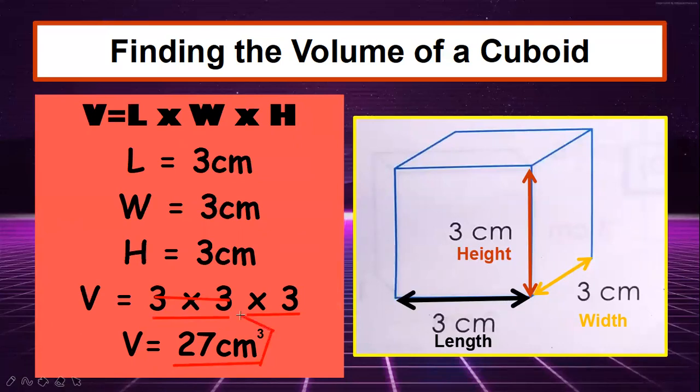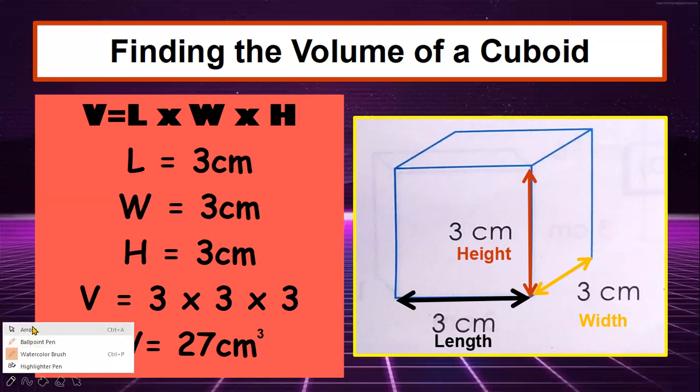This is very important. If you forget to write this in your midterm exam, it will count as a 0. Understood? Okay, very good. I hope everyone understands this lesson, which is finding the volume of a cuboid using our second formula, which is volume equals length times width times height.